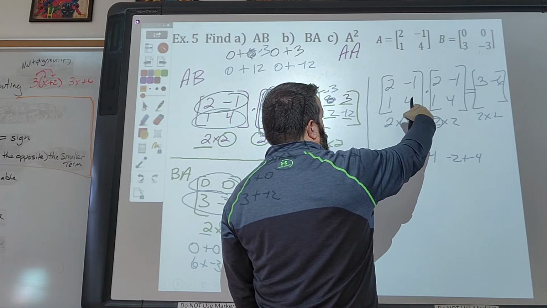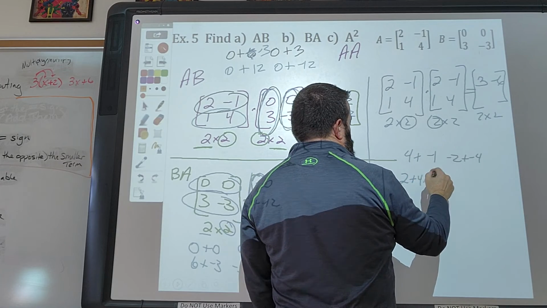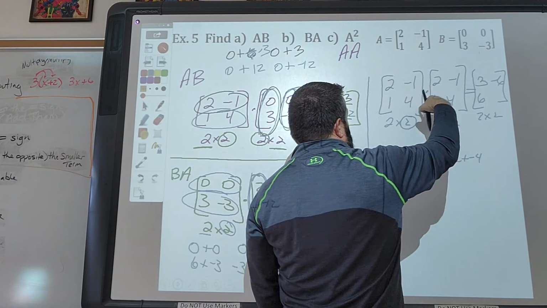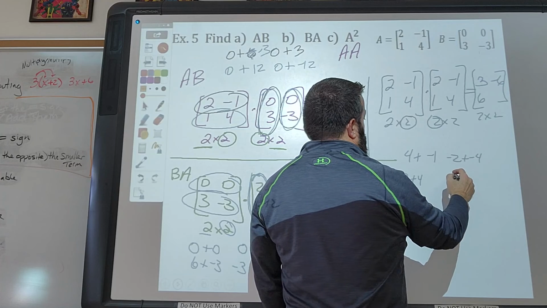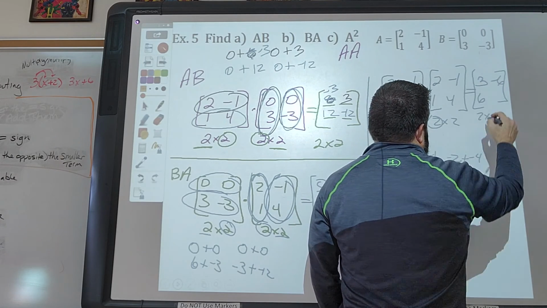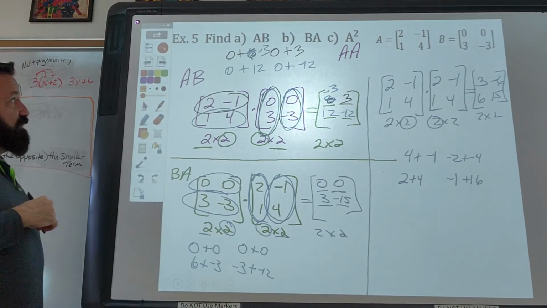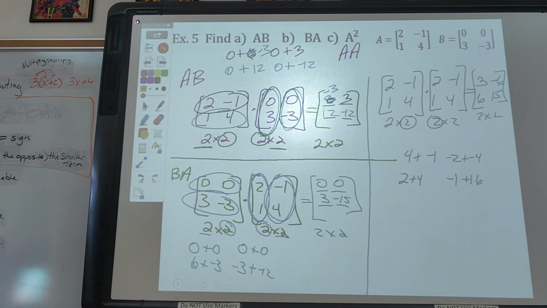Moving on to the second row. Row times column. 2 and 4 is what I get for my two products. That's 6. Multiply it by the next one. I get -1 and 16. So I get 15 there. So that would be going through and multiplying each of those together.